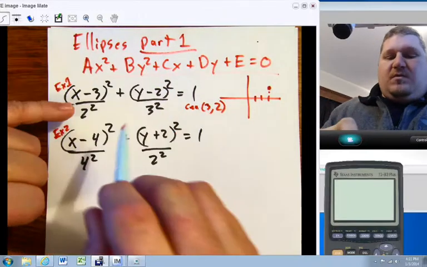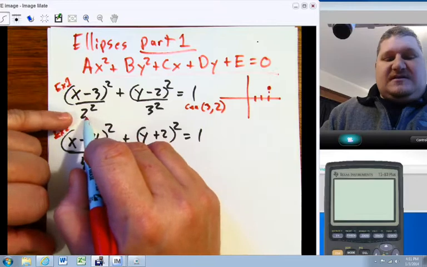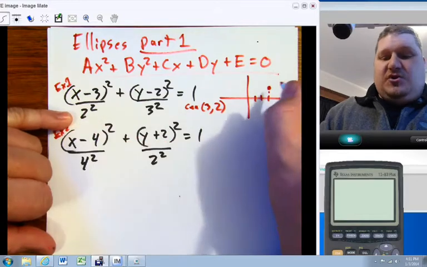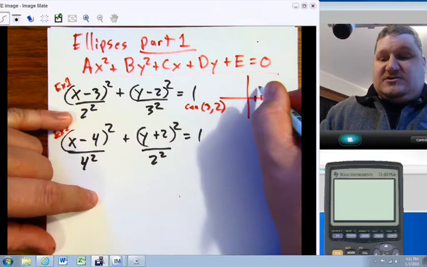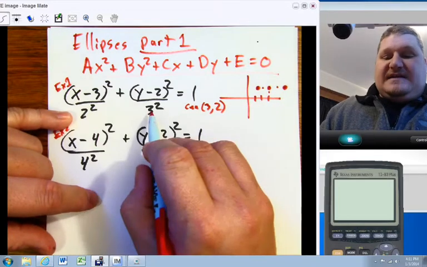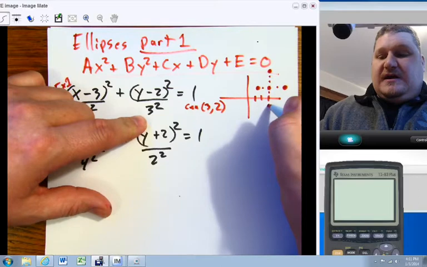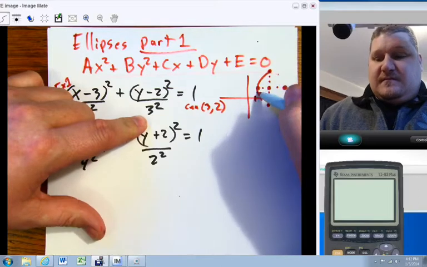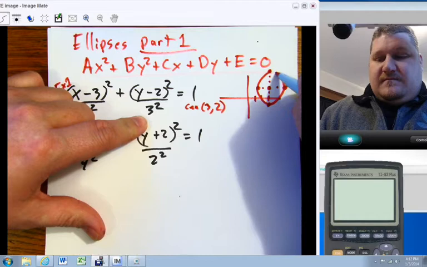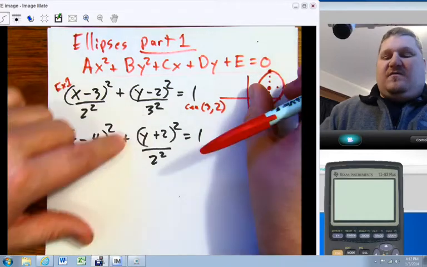So what we're going to do is we say, well, how far do we go in the x? It tells us right below it to go 2 in the x each way. 1, 2. 1, 2. In the y, it tells us go 3. 1, 2, 3. 1, 2, 3. And that's our ellipse. It is taller than it is wide.